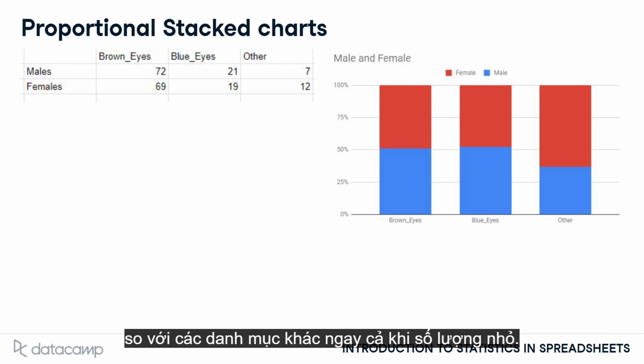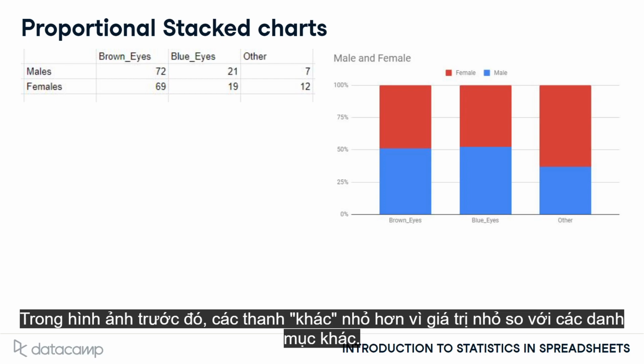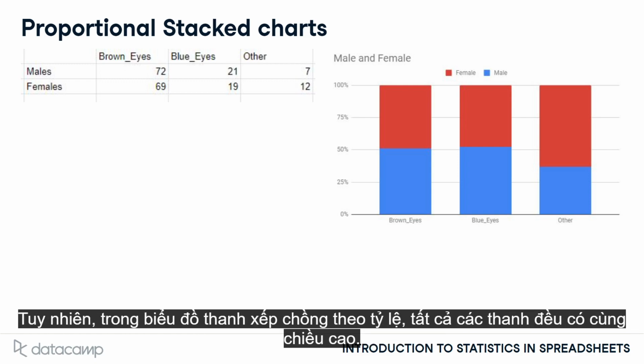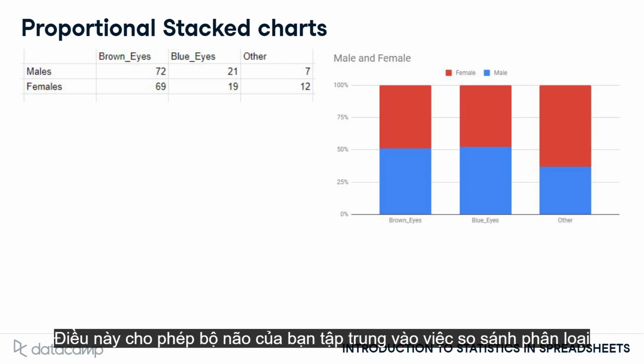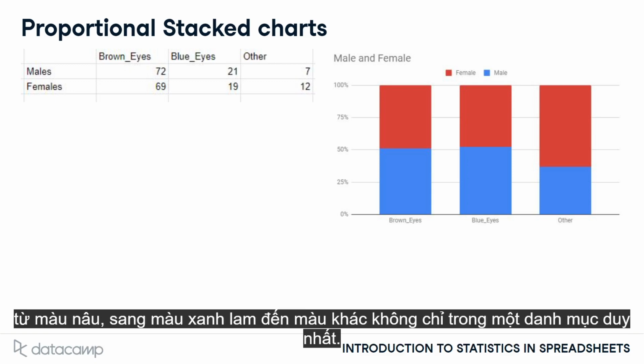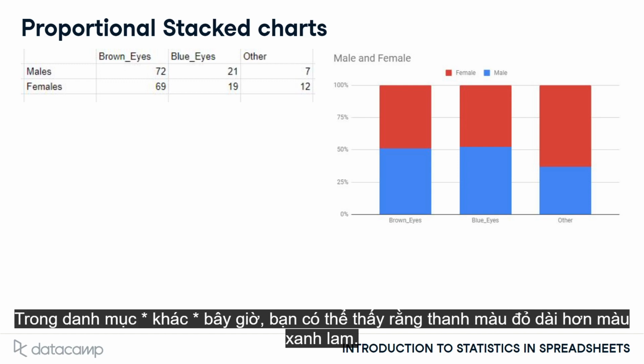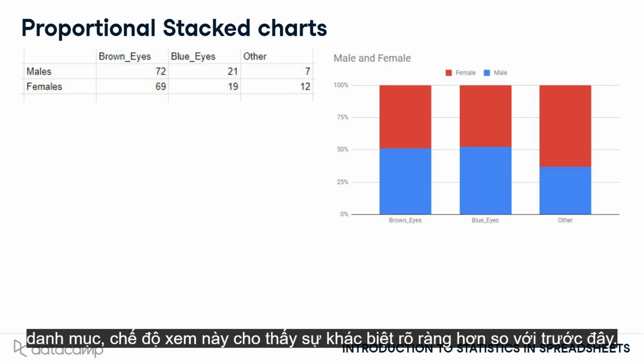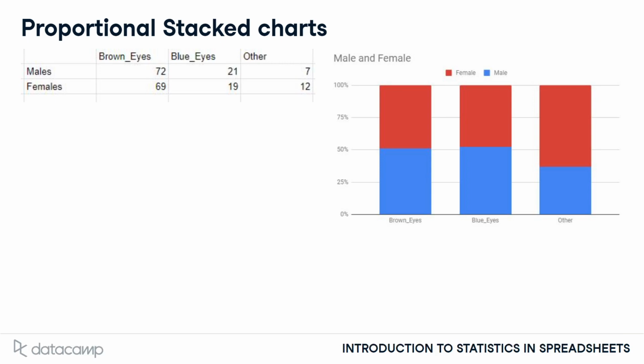In previous visuals, the other bars were smaller because the values were small in comparison to the other categories. This made it hard to compare in a side-by-side or stacked bar chart. However, in a proportional stacked bar chart, all bars are the same height. This lets your brain focus on making categorical comparisons, from brown to blue to other, not just within a single category. Within the other category, now you can see that the red bar is longer than blue. Even though there weren't many observations in the other category, this view shows a difference more clearly than previous visuals.